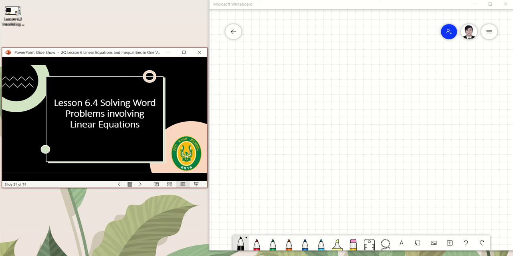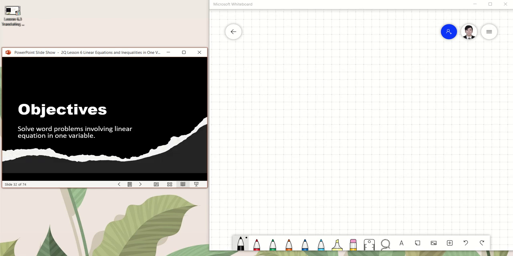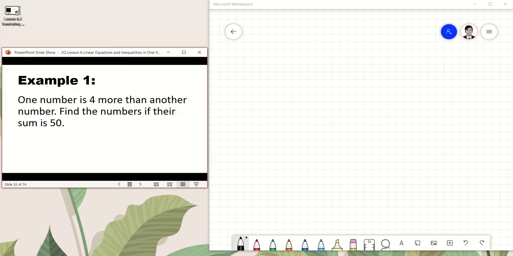Hello there! This time we will learn how to solve word problems involving linear equations in one variable. Let's try with a basic number problem. So example number 1. One number is 4 more than another number and you're asked to find the numbers if their sum is 50.